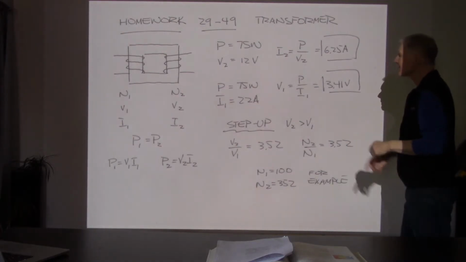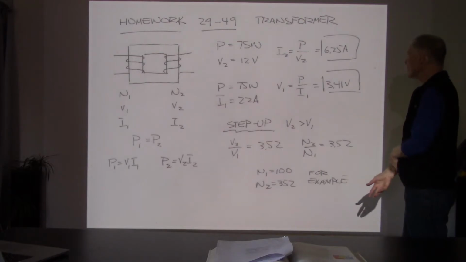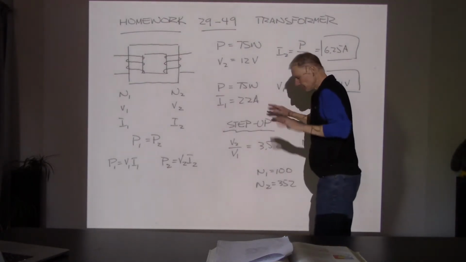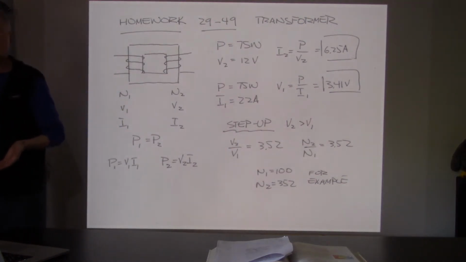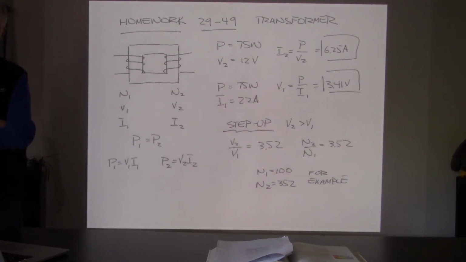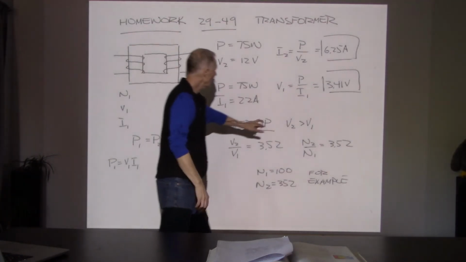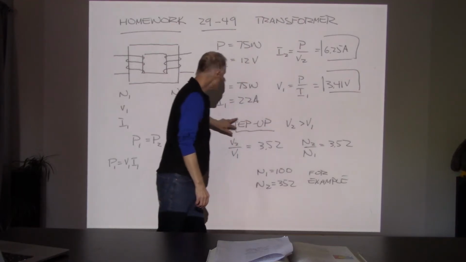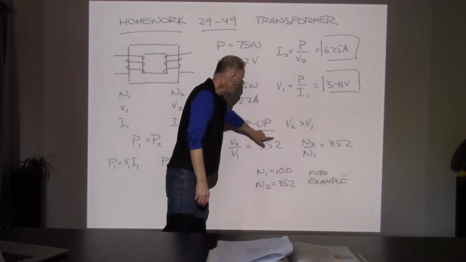So now what I got is I've got the V's and the I's and the powers on both sides. Now what they ask us is, is this a step down or a step up transformer? And step up and step down is defined in terms of the voltages. So they just want to know, is the secondary higher in voltage or lower in voltage? And we can look at the numbers and see that the voltage actually went up. This is a step up transformer, and it went up by a factor of 3.52.